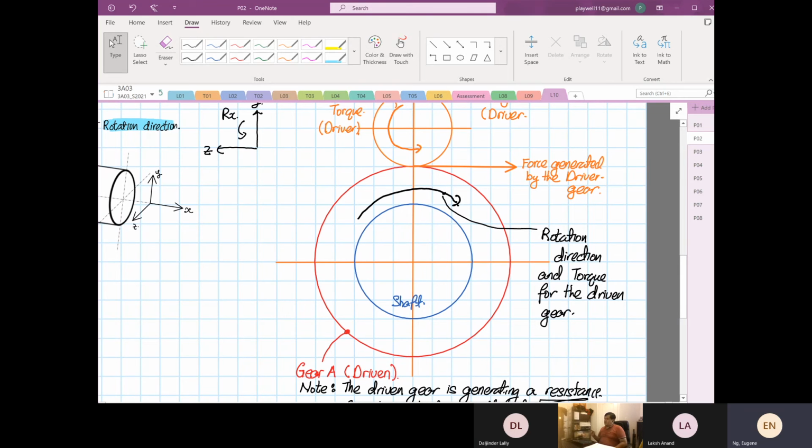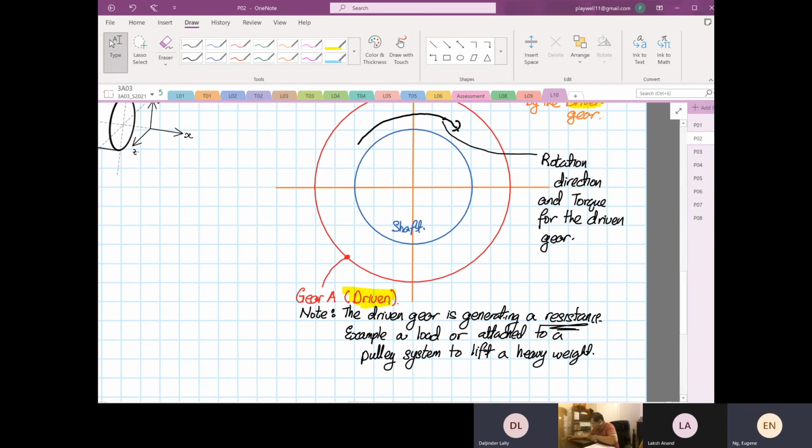Now a question for you. If the driver force, as what I've drawn, is going towards the right, can you tell me which direction the driven gear will be heading? Is it going to follow the driver gear or is it going to be opposed? Anyone? So there's only the two of you. The same? The same direction?